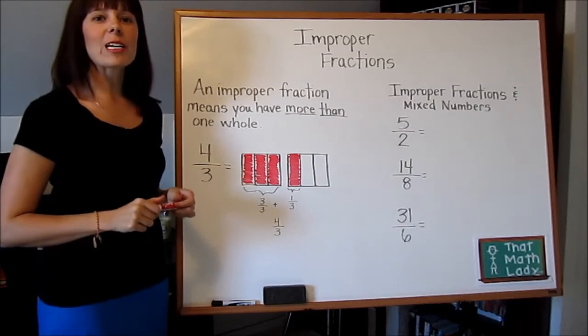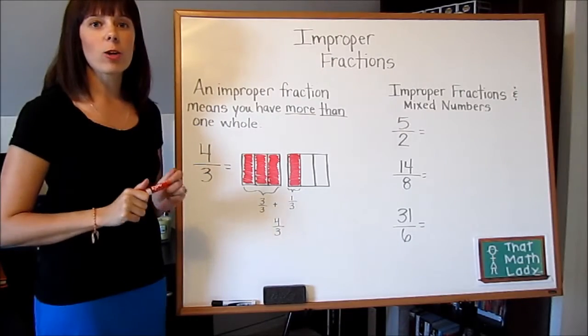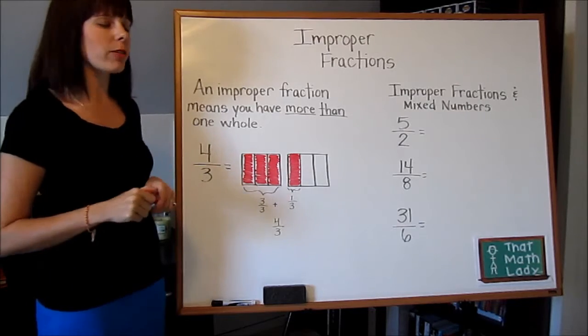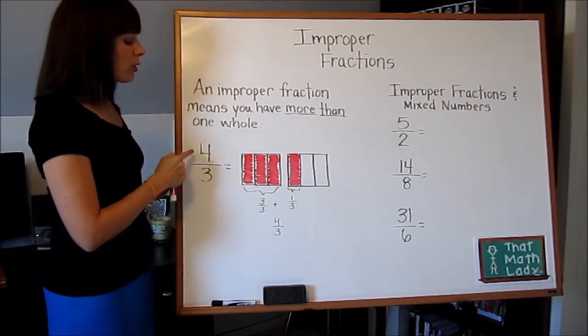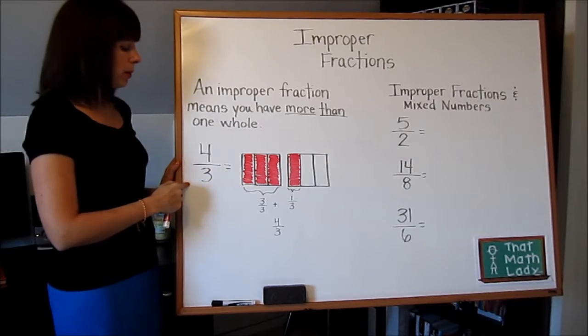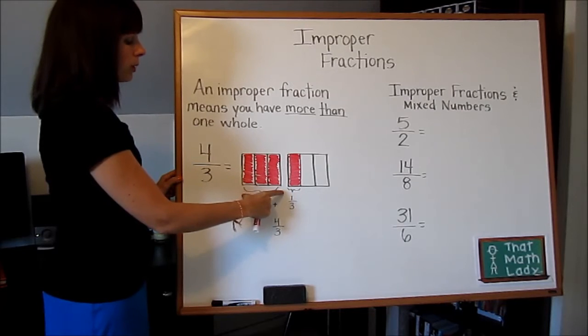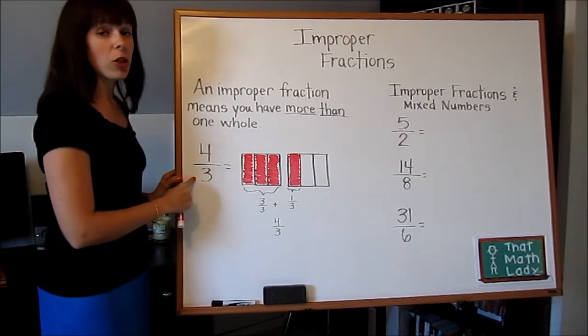Okay, let's talk about improper fractions. An improper fraction is when you have more than one whole, but it still looks like a fraction. What you'll notice is that the numerator, or the number on top, is larger than your denominator. So what that looks like is if you have one whole, and in this example I'm using thirds.